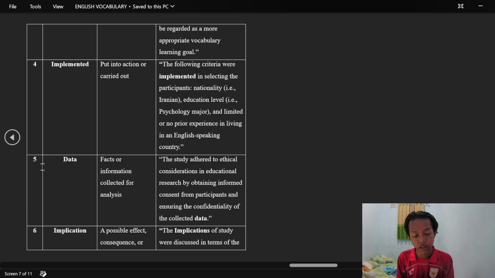The fifth example is data. You must be familiar with this word, and data is an academic vocabulary word. The meaning is facts or information collected for analysis. The example is: the study adhered to ethical consideration in educational research by obtaining informed consent from participants and ensuring the confidentiality of the collected data.